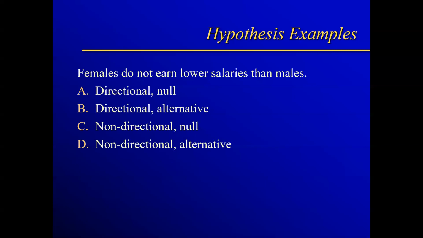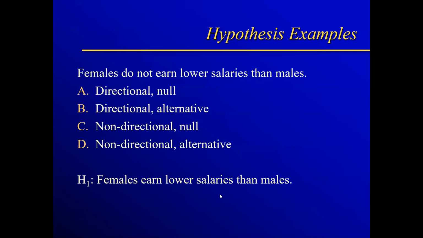Good. I'm seeing a lot of A's in there. And the answer is A. It is a null because we're saying they aren't different. One does not earn lower than the other, so it's null. And it's directional because we're applying who's greater and who's smaller. Females do not earn lower salaries than males. They aren't different and they aren't lower, so therefore it's null and directional.